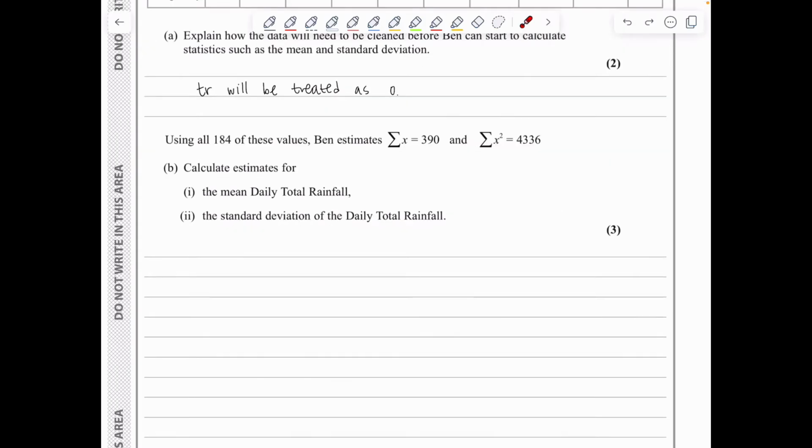Now, using all 184 of these values, we've got the summary statistics, the sum of the x and the sum of the squares, and we need to calculate estimates for the mean daily total rainfall and the standard deviation. Well, let's start with the mean. We know that the mean x bar is simply the sum of x over n, which in our case is 390 over 184. Remember, we need to give answers to 3 significant figures, so it's 2.12 millimeters, because we need to include the units as well.